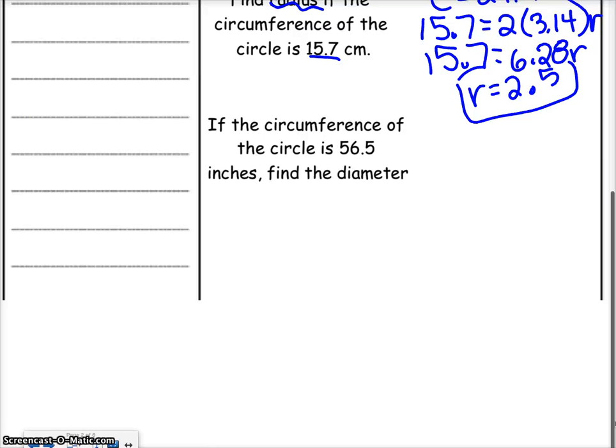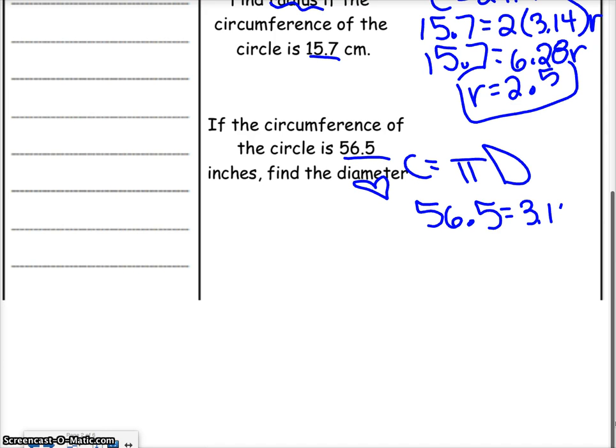Okay, if the circumference of a circle is 56.5, find the diameter. So I use my diameter formula. Pi times d is equal to my circumference. Diameter formula is way easier because you don't have to worry about the 2. So 56.5 is equal to 3.14 times my diameter. And now I just divide. And 18 is equal to my diameter. That's it.